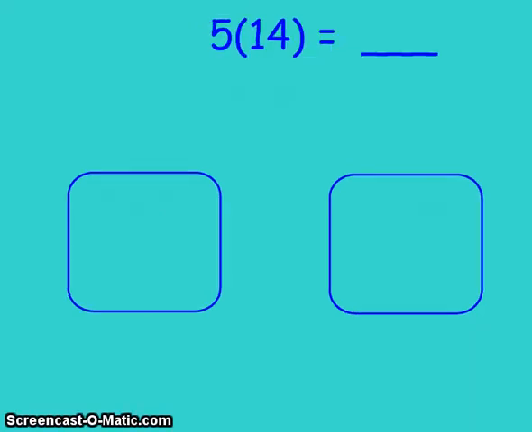This time, our problem looks a little bit different. I don't see the multiplication symbol that I'm used to seeing. But don't worry, these parentheses are another way of showing multiplication. We need to multiply 5 times 14.